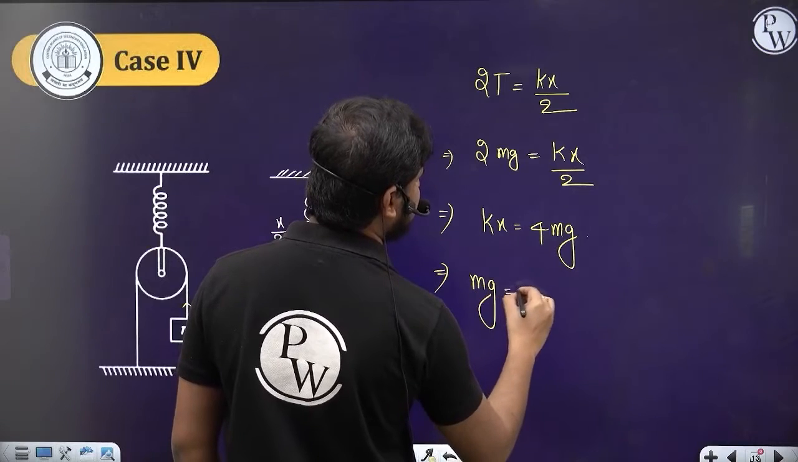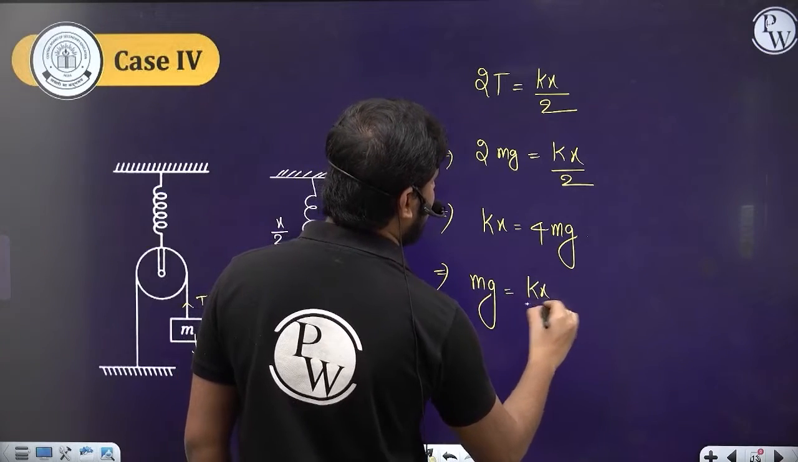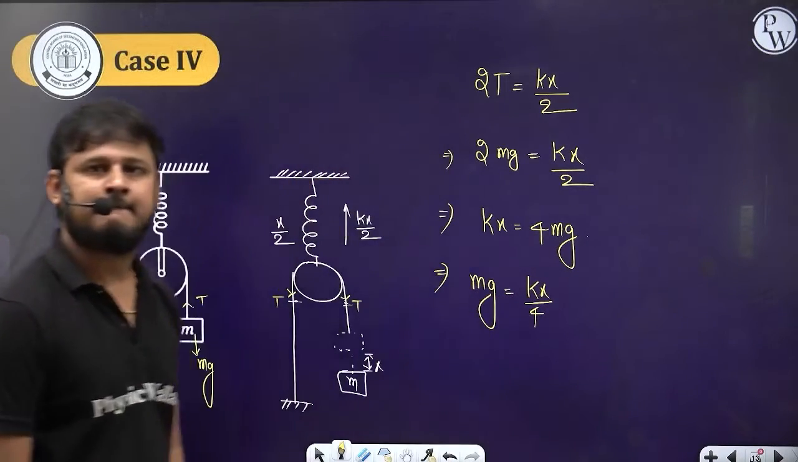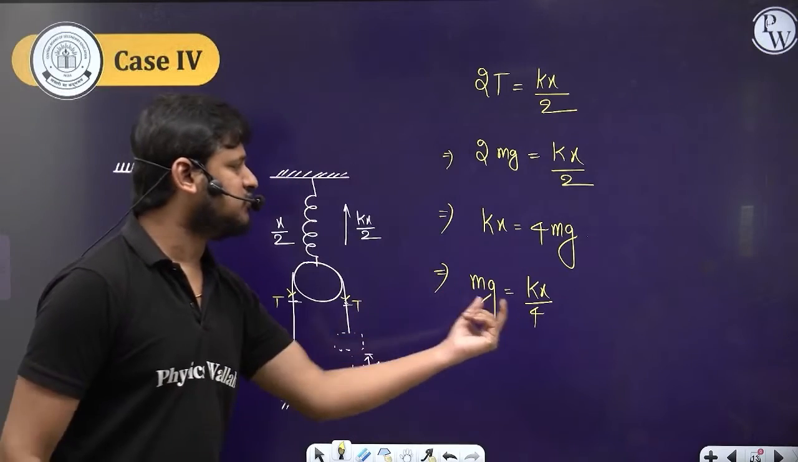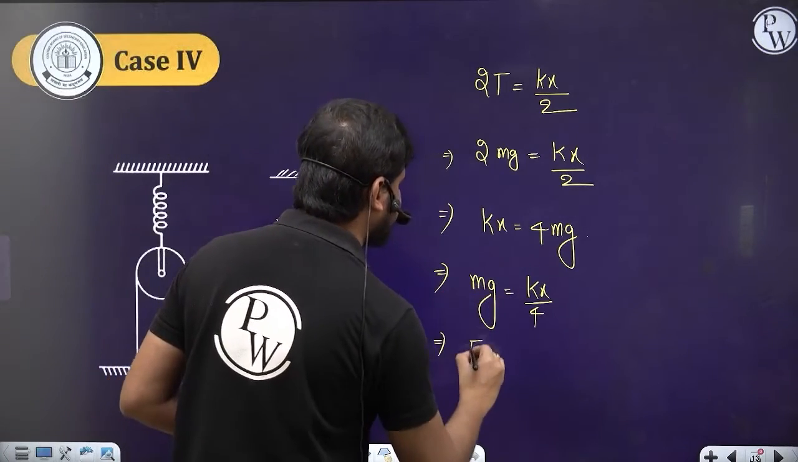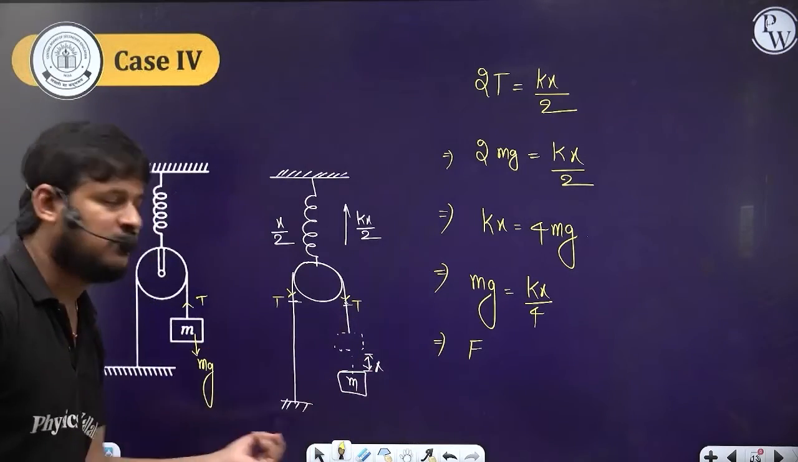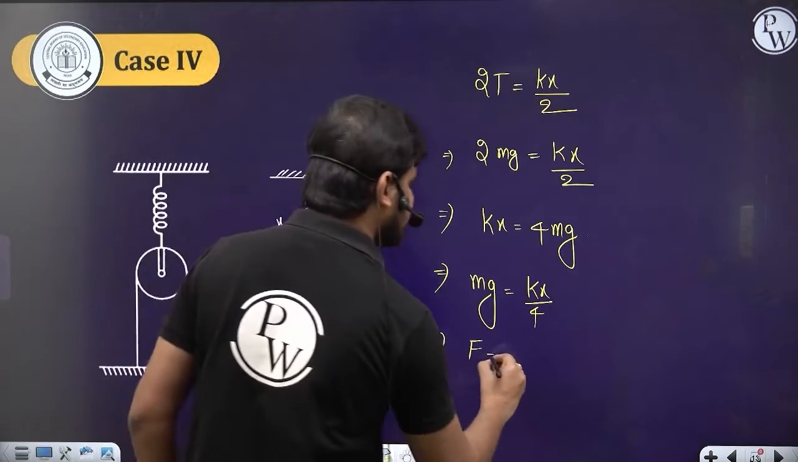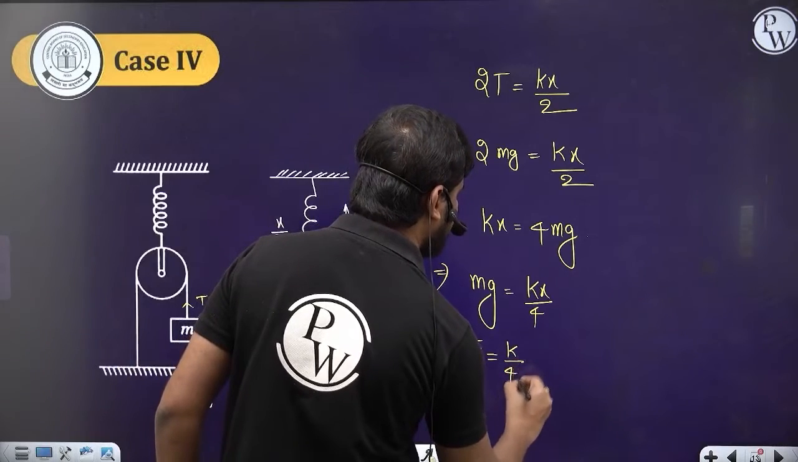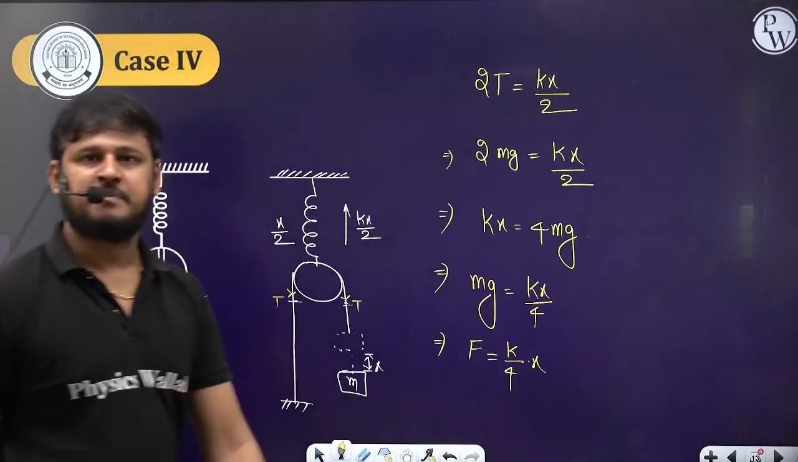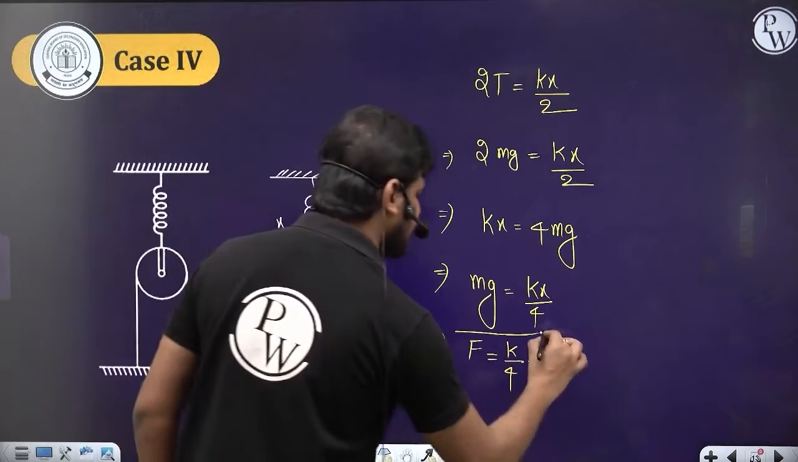So mg is equal to kx by 4. The weight mg is a force that acts downward. So it is equal to kx by 4, which is nothing but k by 4 times x. K by 4 times x. So let's write it this way.